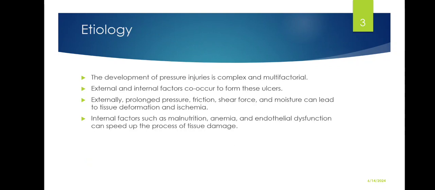Etiology. The development of pressure injuries is complex and multifactorial. External and internal factors co-occur to form these ulcers. Externally, the factors that affect pressure sores or decubitus ulcers are prolonged pressure, friction, shear force, and moisture that can lead to tissue deformation and ischemia. Internal factors include malnutrition, anemia, and endothelial dysfunction. These factors speed up the process of tissue damage.